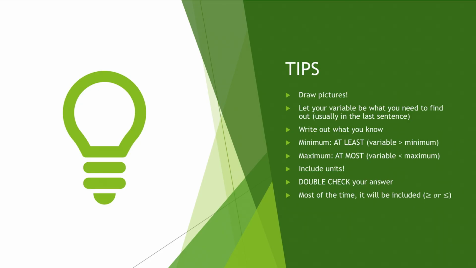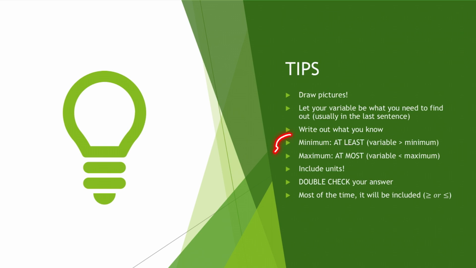Second, you need to figure out what your variable is going to be, and usually that's in the last sentence. One trick I always did was I would just read the last sentence first and figure out what my variable was, and that would help me make sense of the rest of the problem. Write down what you know. I've seen some students make a list of what we know and what we don't know. I personally don't do this because usually if they give you a number, you just have to use it eventually. But if it helps you to do that, then you're more than welcome to do that.